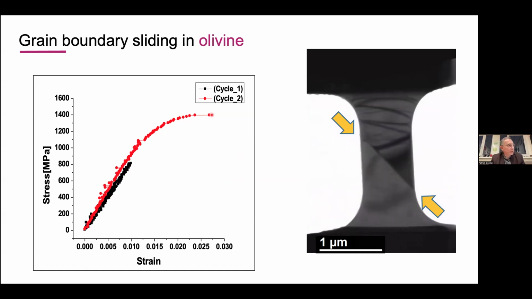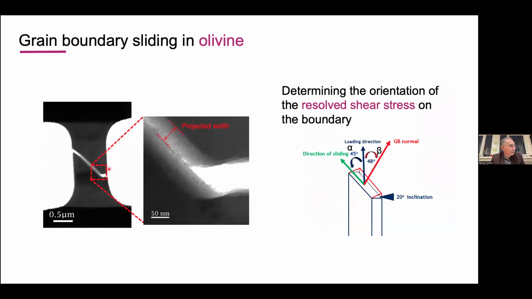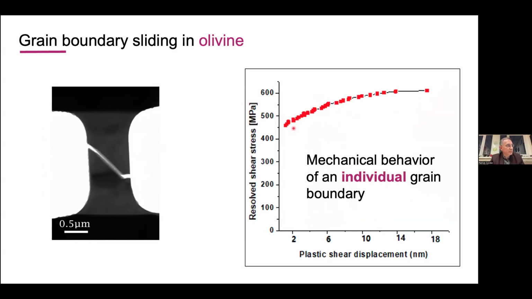And since we are in the TEM, we can measure everything, the orientations of the grain boundary in every dimension. And doing that, we can transform the engineering stress in resolved shear stress. So for the first time, we could have like that the really individual stress strain curve of one defect, of a grain boundary experiencing this grain boundary sliding. So we have the resolved shear stress as a function of the plastic shear displacement of this single grain boundary that we are studying here.